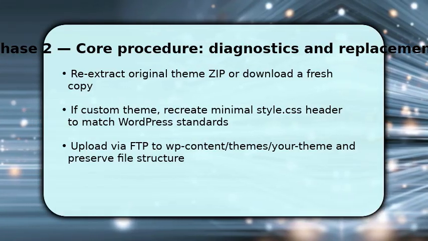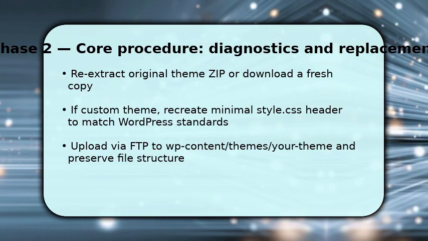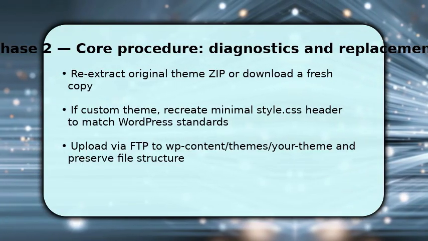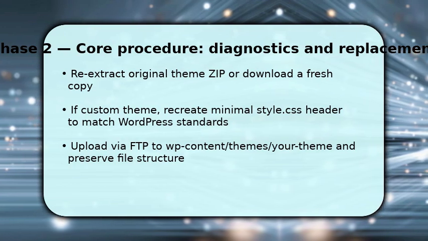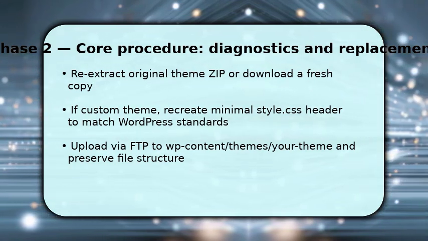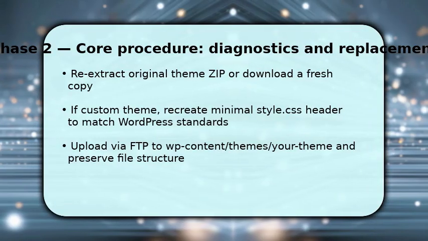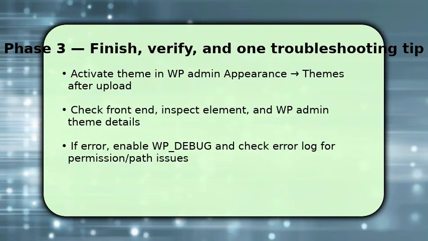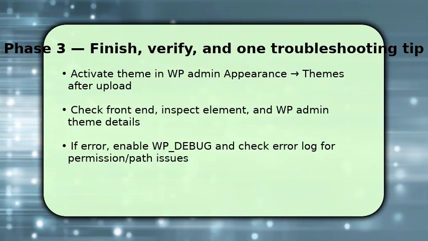Then upload the intact theme folder to wp-content/themes/your-theme using FTP, keeping the exact folder structure. Make sure the CSS file is at the top level of that theme folder. After upload, clear any server cache so WordPress detects the change. Now activate the restored theme from Appearance > Themes in the WordPress admin.